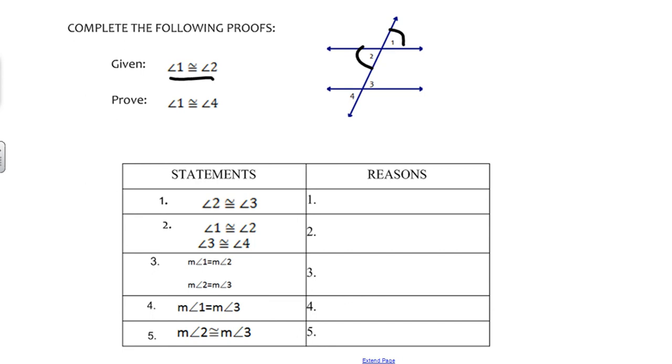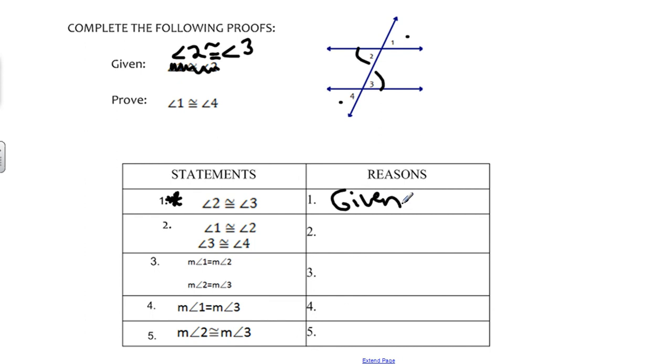Oh, actually I caught my mistake. We are going to change this here to angle 2 is congruent to angle 3. So, because they had that here in the original given, in that way the proof will work. So it says angle 2 is congruent to angle 3. There we go. And we're trying to prove that angle 1 is congruent to angle 4. So angle 2 congruent to angle 3, that's our new given. I just changed it and made it so.